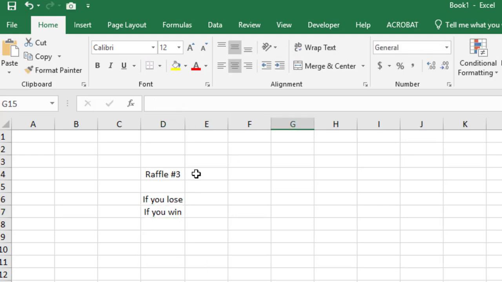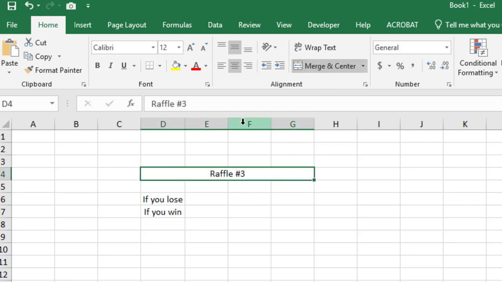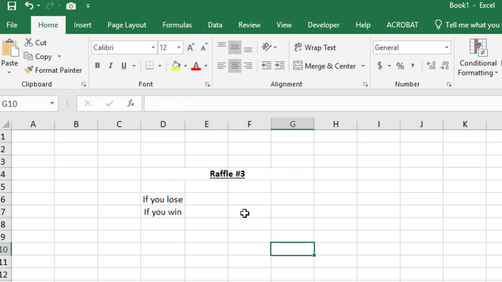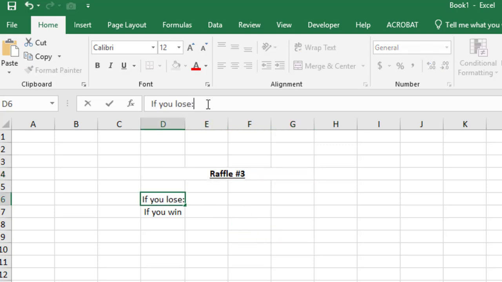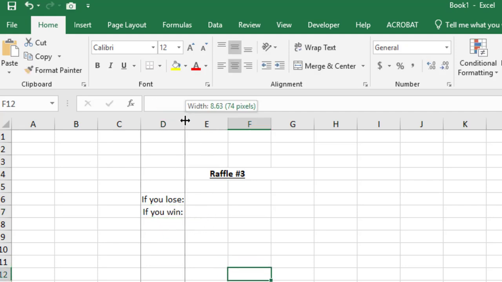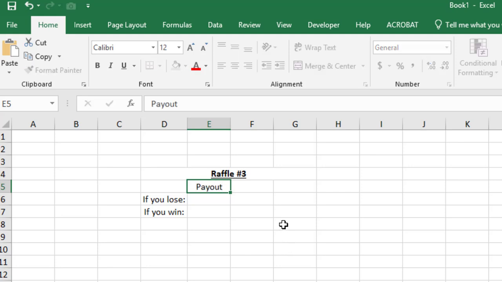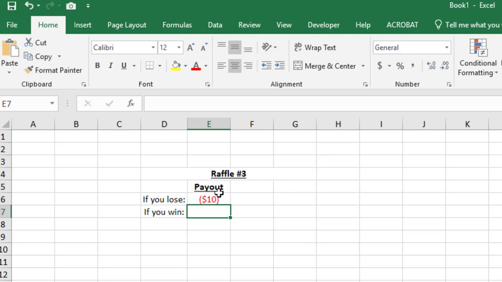All right. So what we'll do is I'm going to make this span everything, bold, underline. Not that it really matters. Okay, so if you lose and if you win. All right, so what I'm going to put in this column right here is the payout. The payout if you lose for raffle number 3, if you remember, and it's totally fine if you don't, was negative $10. And Excel changes that in a fun way to the accounting format and makes it red. You're in the red now. If you win, that was a positive.